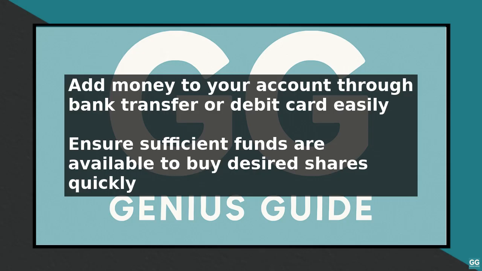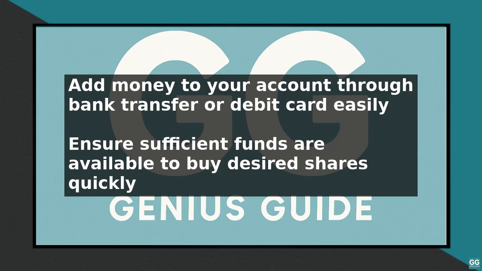Now, search for the stock you want to buy. You can browse through the list of available stocks or search for a specific company. Once you find the stock you want, click on it to view its details. You will see the current price of the stock, as well as a graph showing its performance over time.